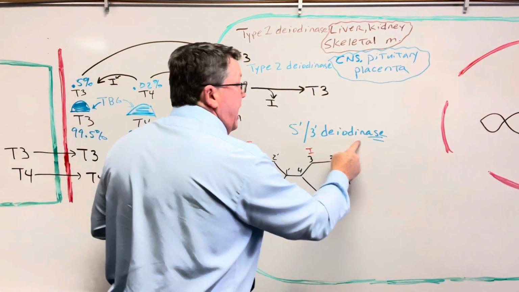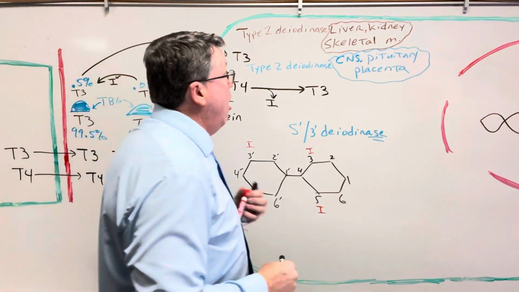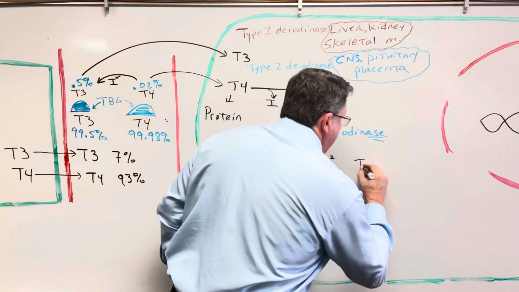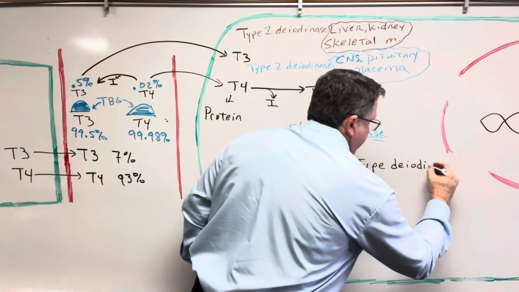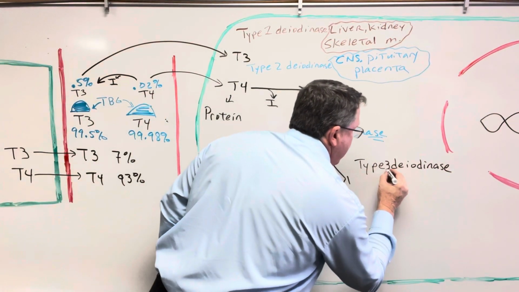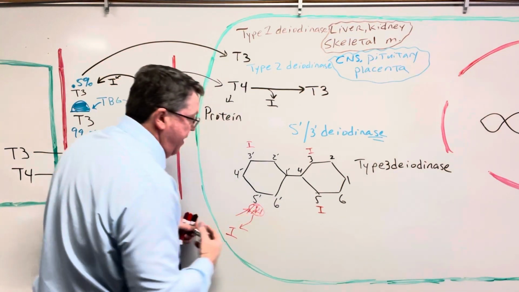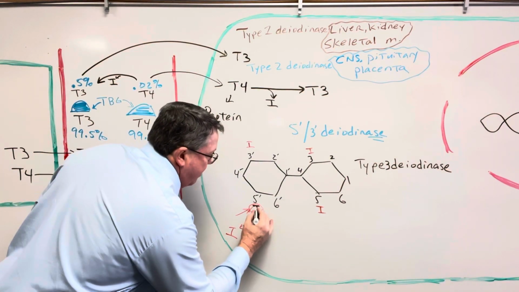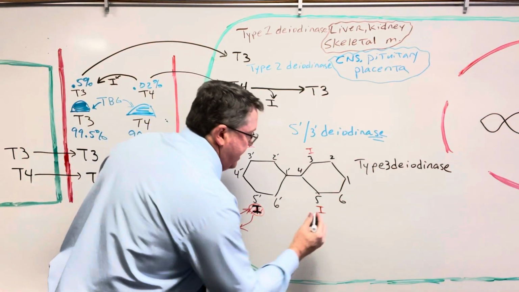There's one other deiodinase that I haven't talked about yet, and we call that type 3 deiodinase. And what type 3 deiodinase is going to do is it is going to remove this iodine and not this one. So I'm going to put this one back here. I'll write it in black so you can see it. And then what it's going to do is it's going to remove this iodine.